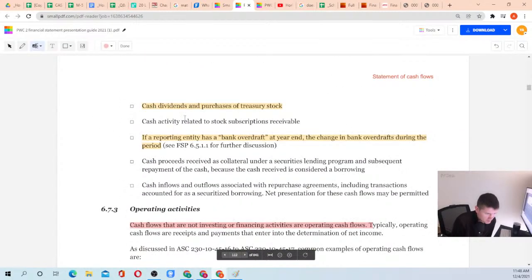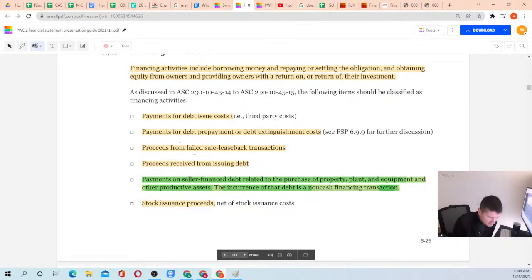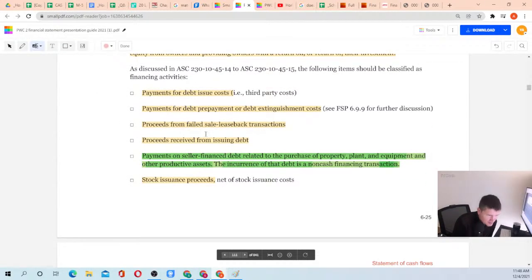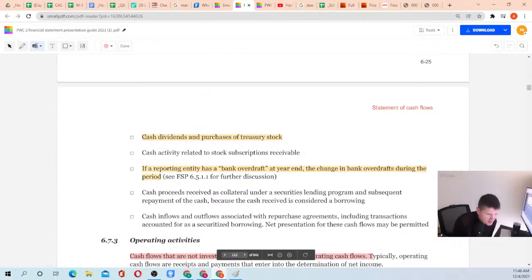Okay, I wasn't able to find it. So sorry, dividends paid is a financing activity. And let me see. Stock issuance, seller finance, cash dividends and purchases of stock, stock buybacks, are financing activities.